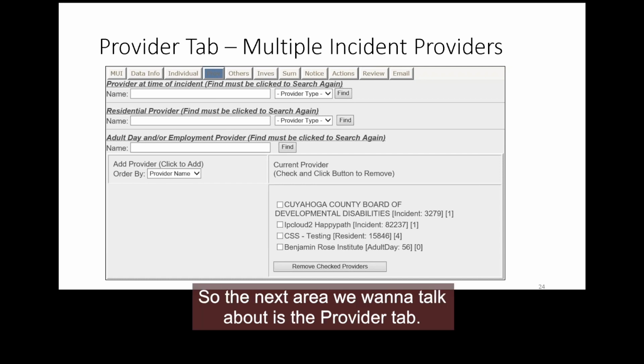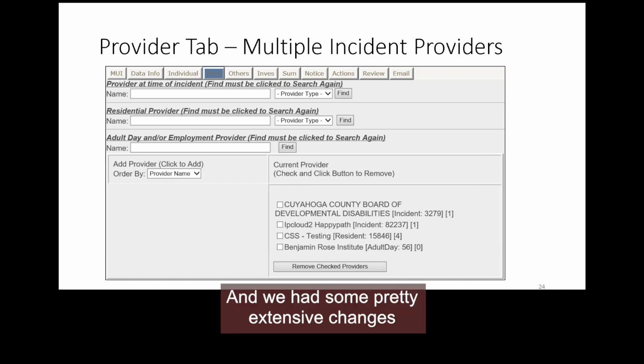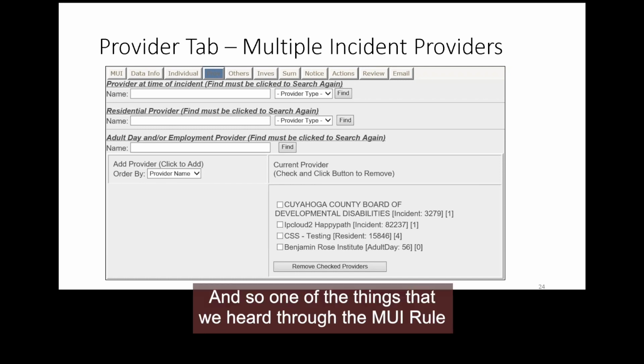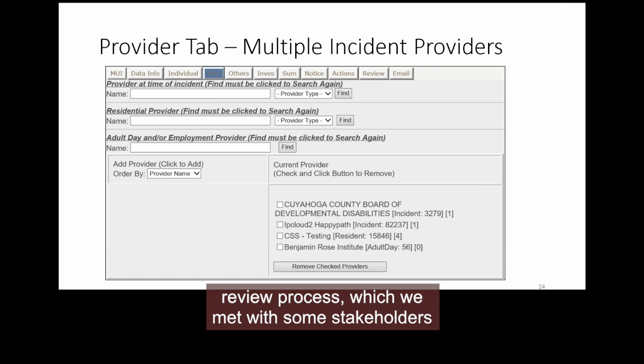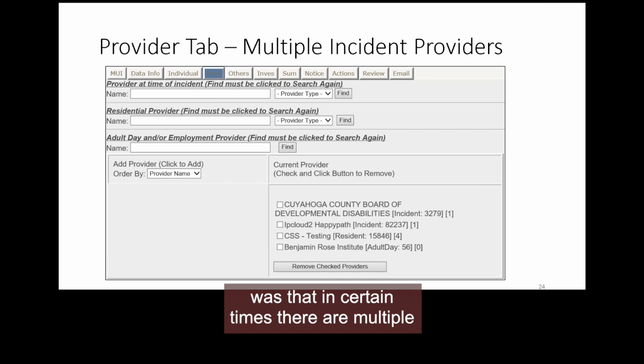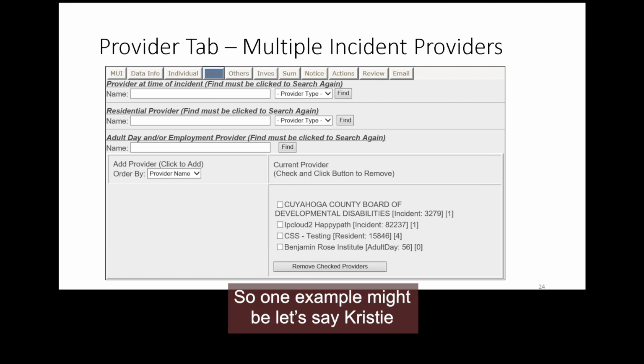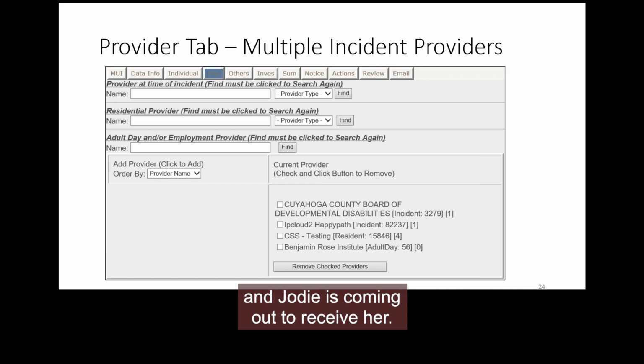So the next area we want to talk about is the provider tab. We had some pretty extensive changes based on some of the feedback that we got from our stakeholders. One of the things that we heard through the MUI rule review process, which we met with stakeholders over a period of over a year, was that at certain times there are multiple incident providers involved in one MUI. One example might be, let's say Christy is coming home on a van from her day program, and Jody is coming out to receive her. Jody is with her residential provider.